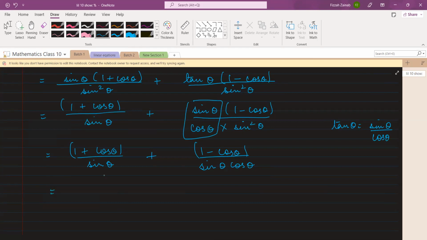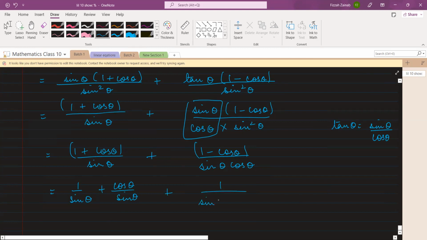Okay. So you can split it now. So this is 1 upon sine theta and plus cos theta upon sine theta. Similarly, you can split these two terms. So 1 upon sine theta cos theta and minus cos theta divided by sine theta cos theta.